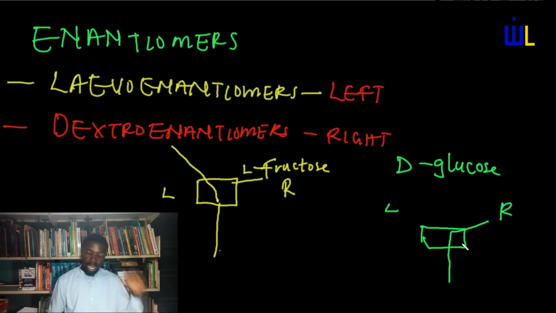So you have that, and that is what we refer to as optical isomerism: a scenario where the plane of polarized light is turned either towards the left or towards the right. With this said, I hope you've learned a lot in this video.